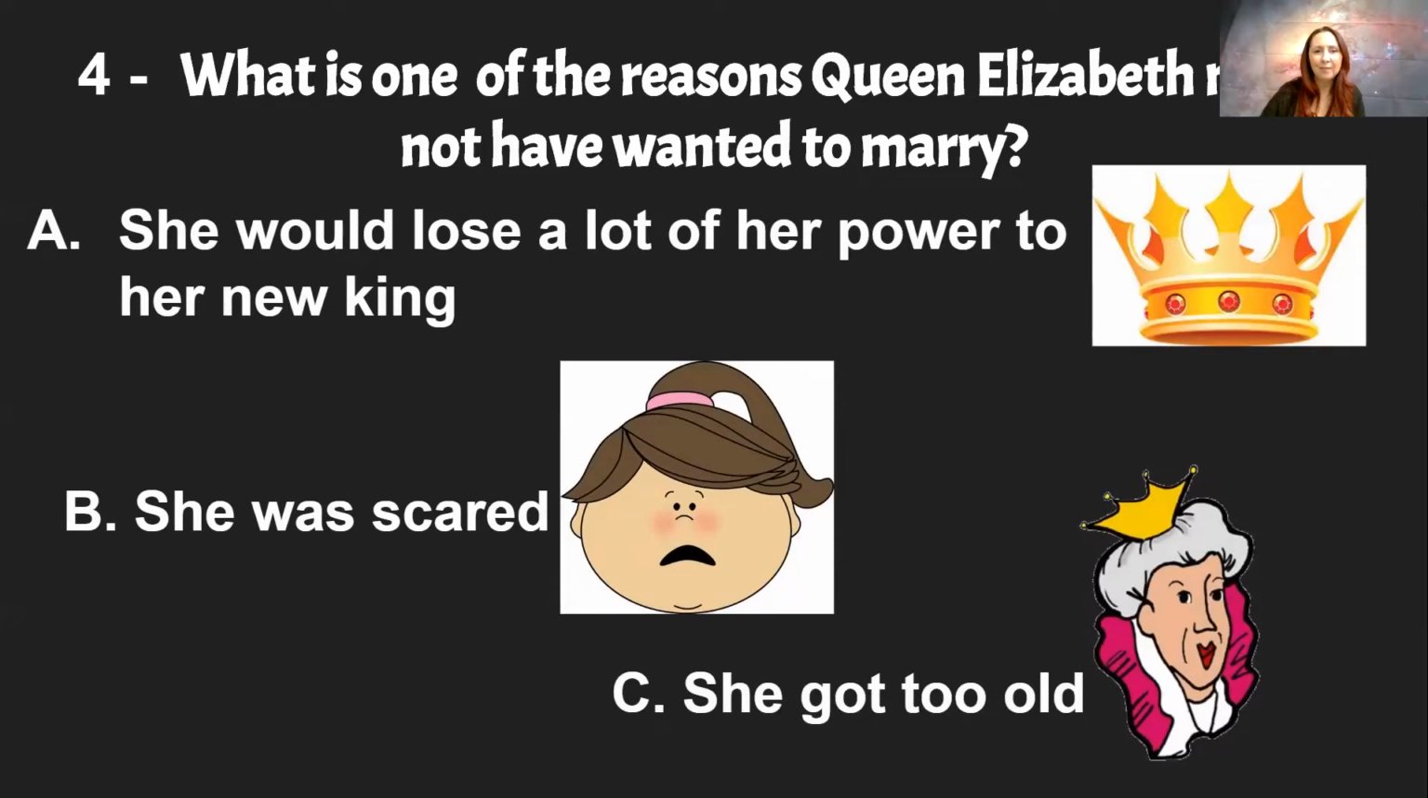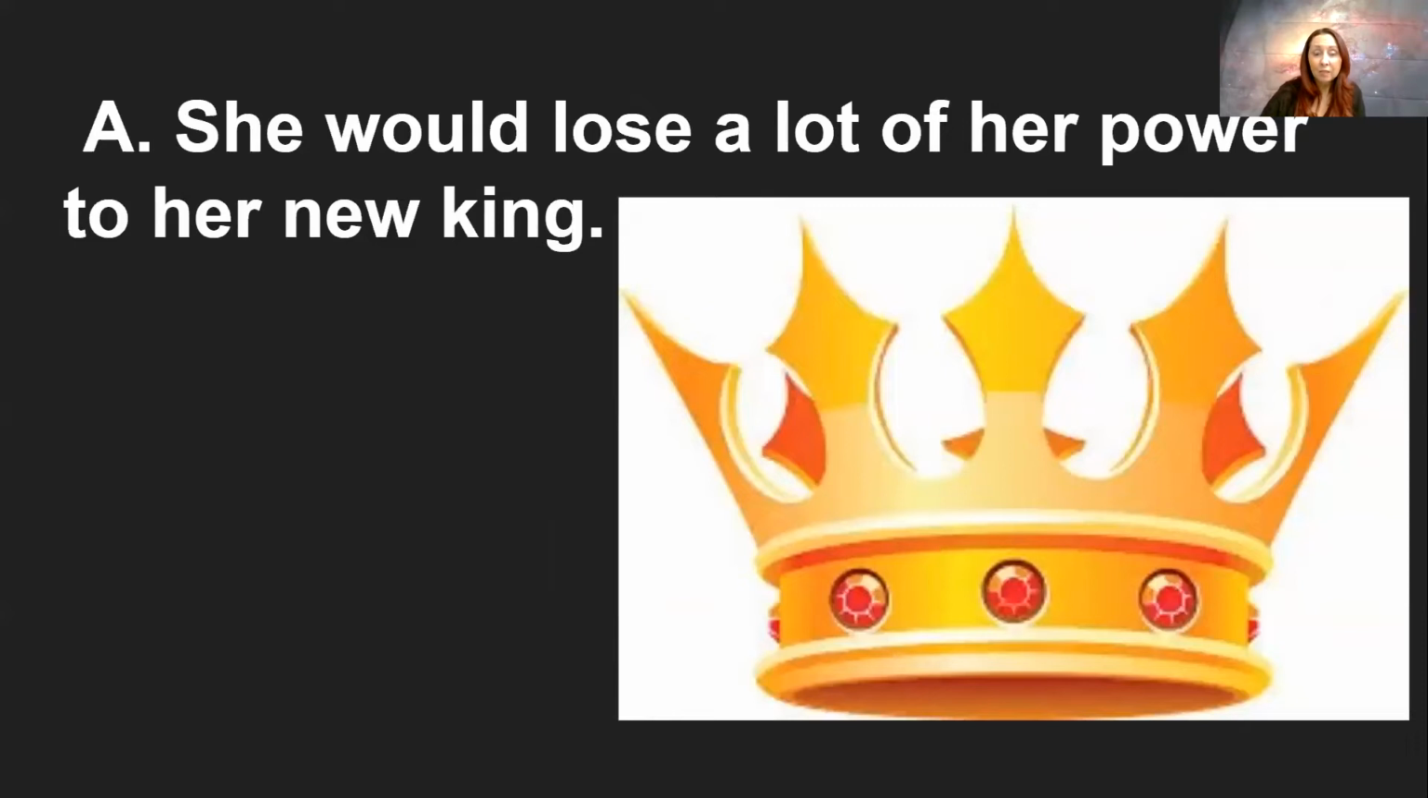Okay, here's the answer. The answer is letter A. She would lose a lot of her power to her new king. So back then, kings were more powerful than queens. As long as she was the only ruler, she had all the power. But if she married, then that power would go to the king, and it wouldn't be hers anymore. So one of the reasons people think she chose not to marry was because she didn't want to lose her power to the king.